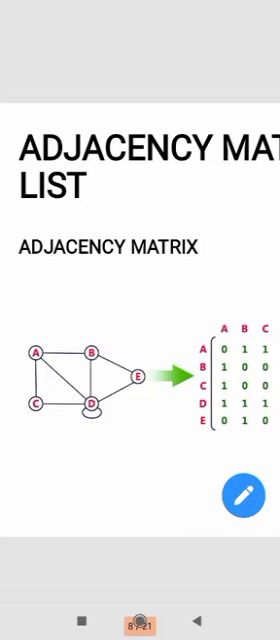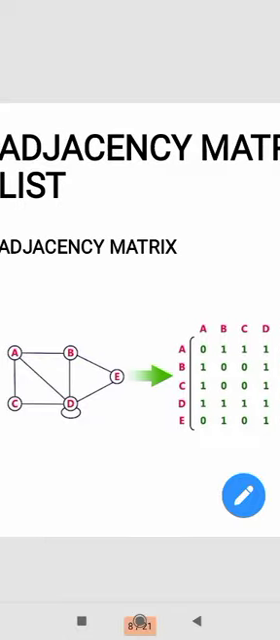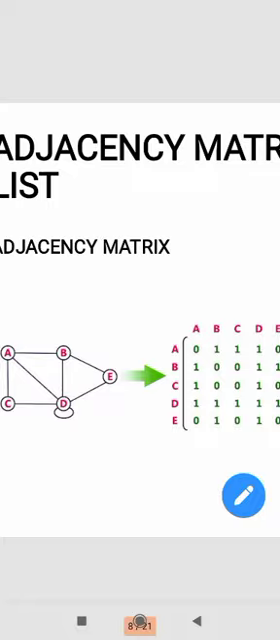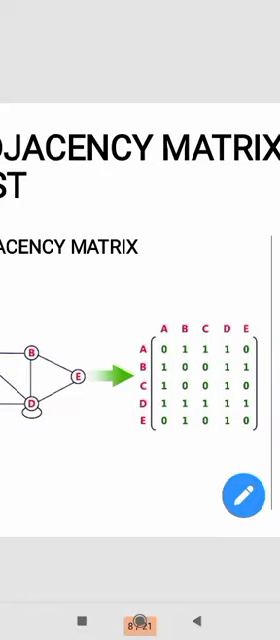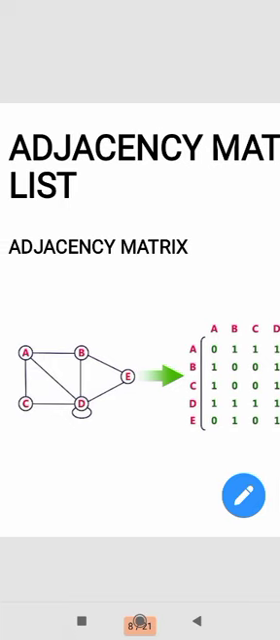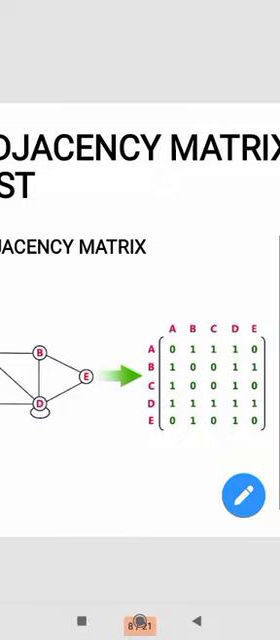Next, C to A, 1. C to B, no edge directly connecting, so 0. C to C, 0. C to D, 1. C to E, no edge directly connecting, so 0. Next, the same for D to A: D to A, 1. D to B, 1. D to C, 1. D to D.